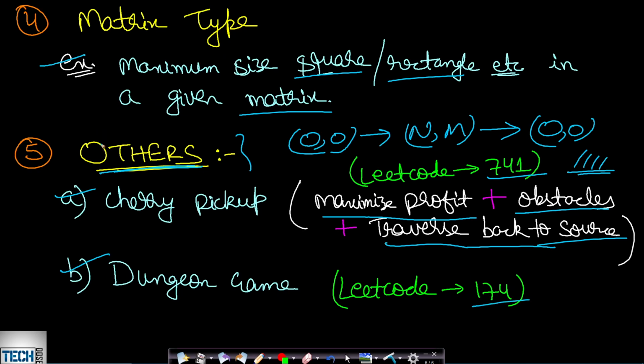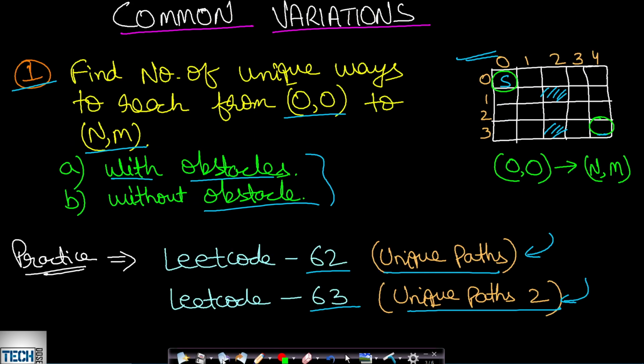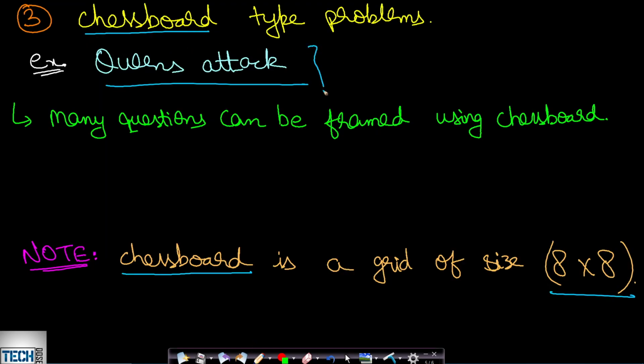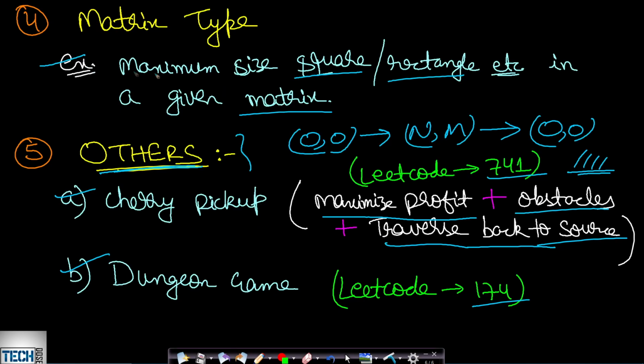So I have shown you 5 different categorizations for this DP on grid. At the time of making this video, I have already covered the Unique Paths problem, and I will be covering the Unique Paths 2 problem. For this second type, I have already covered LeetCode number 64. For this third type of problem, I will try to cover at least one question, let's say the Queen's Attack problem. For this fourth type, I will be covering maximum size square or rectangle. And for this last type, I have covered the Dungeon Game problem, and I will be covering the Cherry Pickup problem. After solving all these problems, I think your DP on grid will be good and you can move on to the next topic.